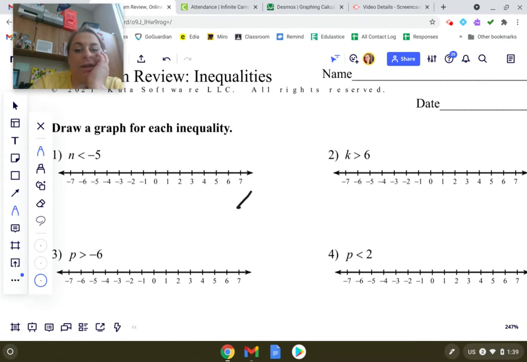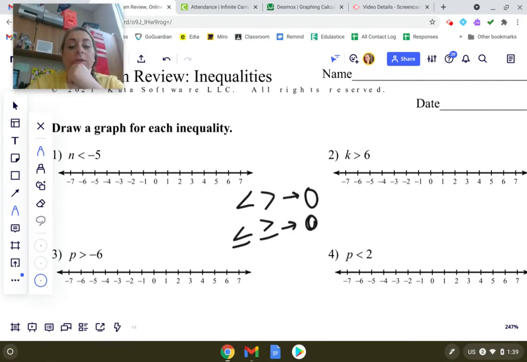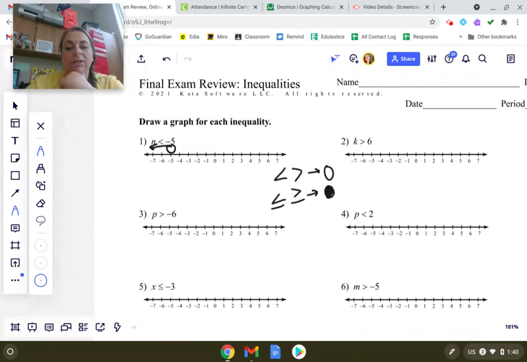If you have a greater than or a less than, that means you have an open circle. If you have the ones with the equal to, you have a closed circle. So if I'm looking at this first one, I'm going to have an open circle at -5, and it's saying that n is less than -5. So you want to point towards numbers that are smaller. Okay, 6 or 2, 3, 4, very similar.